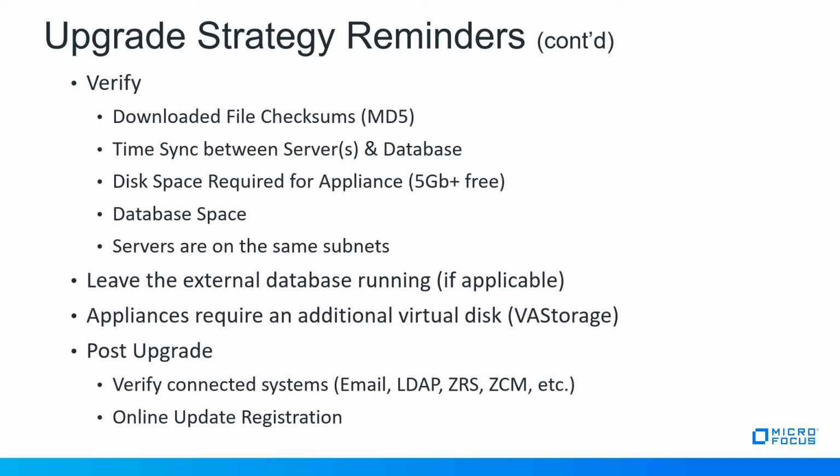Here are a couple more upgrade strategy reminders. Make sure you verify all downloaded files with their checksums. Double check your time sync between servers and external databases. Your disk space required for additional appliances is 5 gigabytes plus for the migration. Make sure there's free space, and also on your database, and that servers are on the same subnets. Leave the external database running if you're doing the migration with an external database. And appliances require an additional virtual disk, which is typically called VA storage, virtual appliance storage, and this is common in version 7.5 and up.